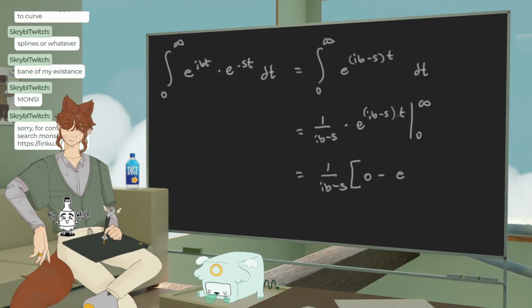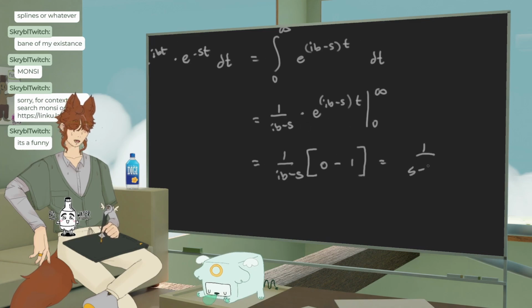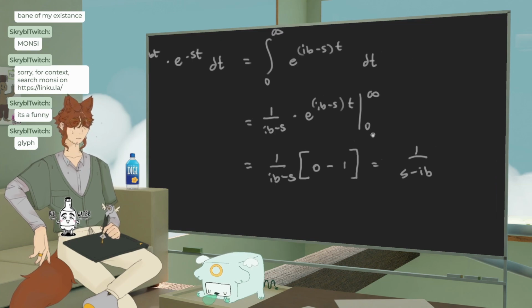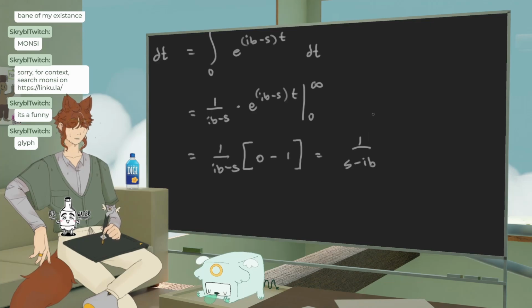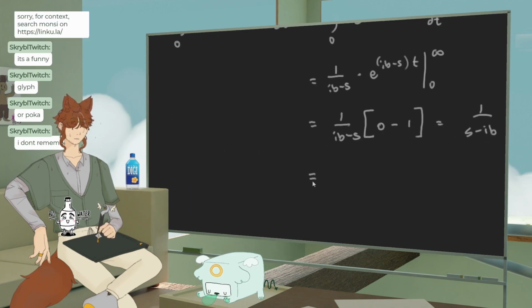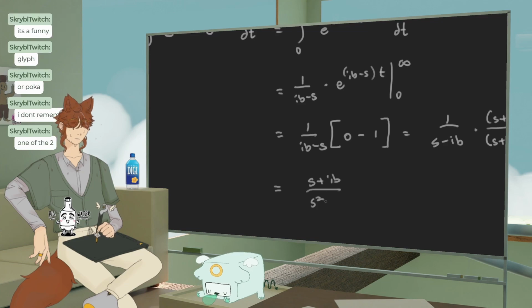Wait, but when t equals 0... Oh, I just get 1. I'm actually so goofy. 1 over s minus ib. Ooh, wait, let me, okay. I'm gonna multiply this by its complex conjugate, s plus ib over s plus ib. And that gives us s plus ib over s squared plus b squared.